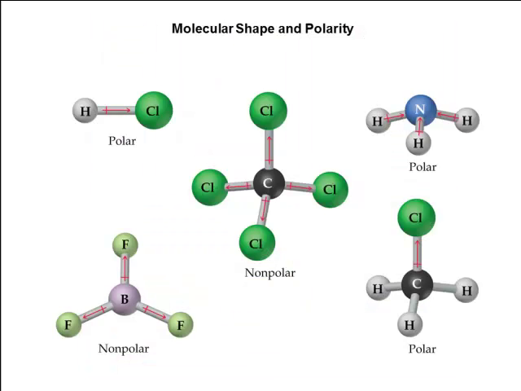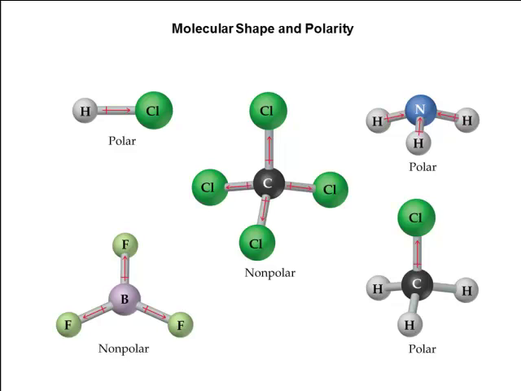Let's start with HCl. HCl is a linear molecule, and chlorine is more electronegative than hydrogen, so we draw the arrow towards chlorine. The chlorine is going to be slightly negative, and the hydrogen is going to be slightly positive. I've got a negative side and a positive side, so it's going to be polar. Okay, let's drop down to BF3.